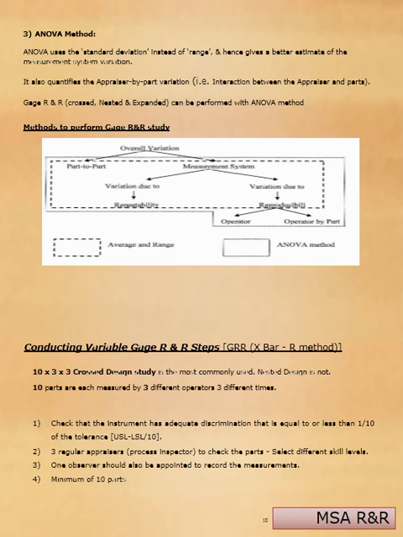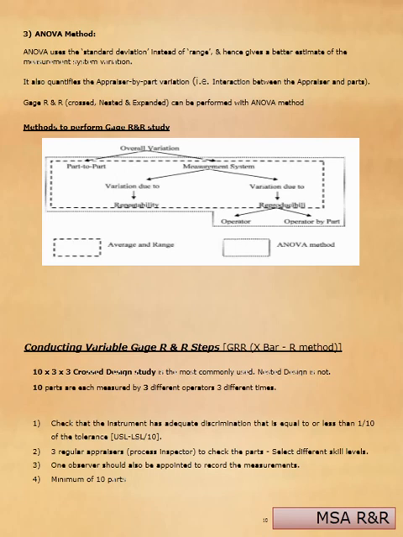ANOVA method. ANOVA uses the standard deviation instead of range and hence gives a better estimate of the measurement system variation. It also quantifies the appraiser-by-part variation, that is, the interaction between the appraiser and the parts. Gauge R&R can be performed with the ANOVA method. See the illustrations below on how to perform a gauge R&R study.